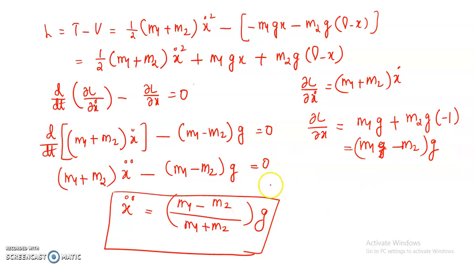Here we can make some conclusions. Suppose that mass m1 is greater than m2. Then the mass m1 descends with constant acceleration. That is, if m1 is greater than m2, the right hand side is positive and the acceleration is positive, so it descends with a constant acceleration. Suppose that m1 is less than m2. Then x double dot becomes negative, so in that case mass m1 ascends with a constant acceleration.